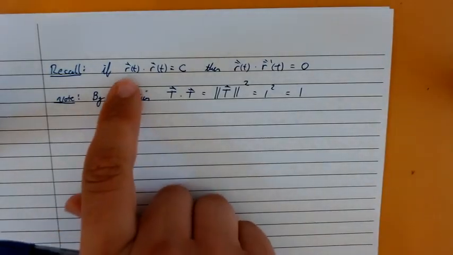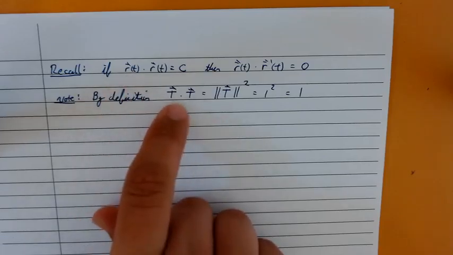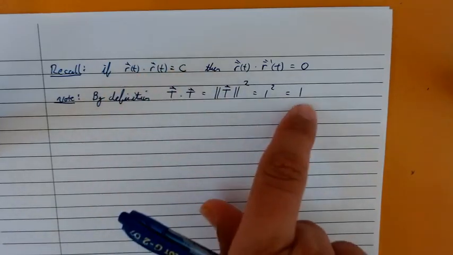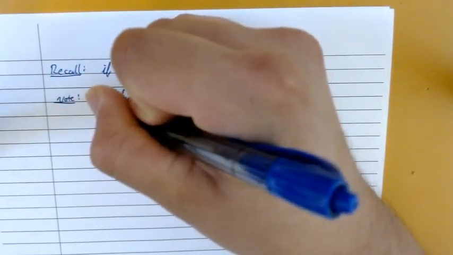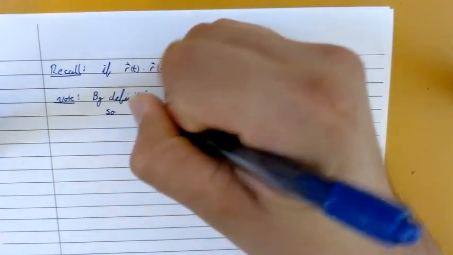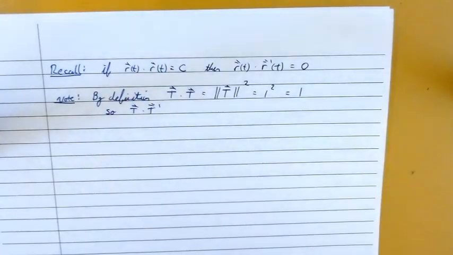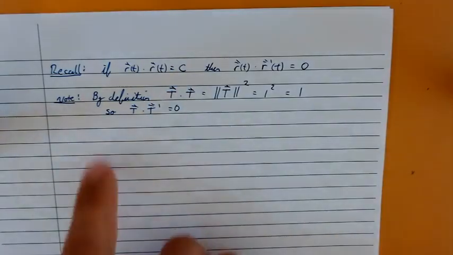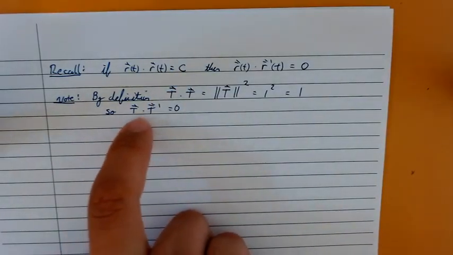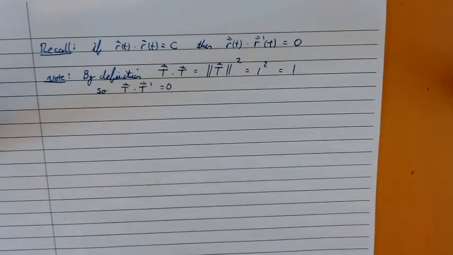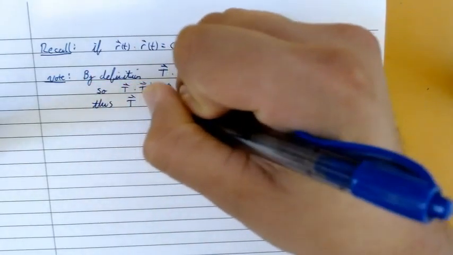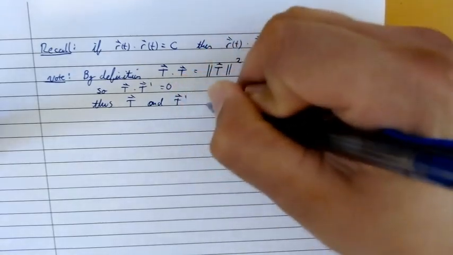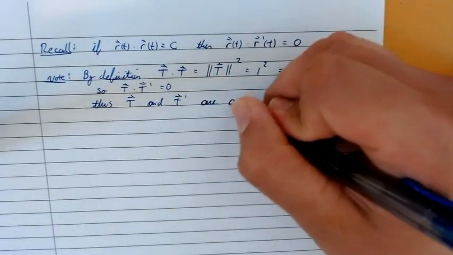Oh, so here we have a situation where the dot product of a vector with itself is a constant. Oh, okay. So that means that T dotted with T prime is equal to 0. Oh, but whenever you have a dot product of two vectors and you get 0, we call those orthogonal. Thus, T and T prime are orthogonal.